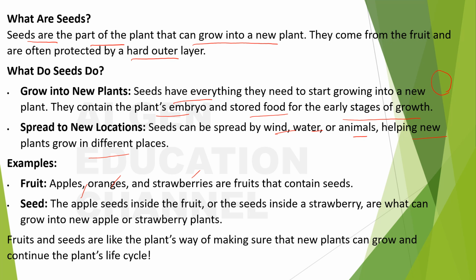Fruits and seeds are like the plant's way of making sure that new plants can grow and continue the plant's life cycle. Right? So everything in the world will have its own life cycle. Right?